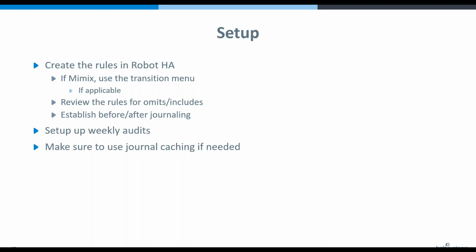IBM is including journal caching. It's an API that you used to have to pay for. It's license program number 42, and it's free with 7.4, 7.3, and 7.5 now. So that's a really good thing.